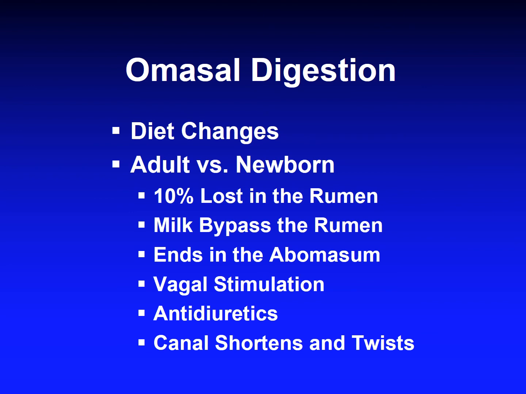I mentioned that in the newborns, for the newborn to get used to the adult diet, part of the newborn's diet gets into the rumen. About 10% is lost in the rumen, and that will stimulate opening of the rumen to start the, I want to call it the adult digestion process. But in general, the milk bypasses the rumen, as I mentioned earlier, and ends directly in the abomasum.